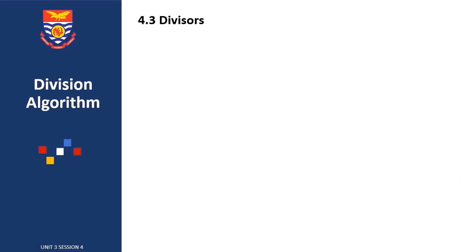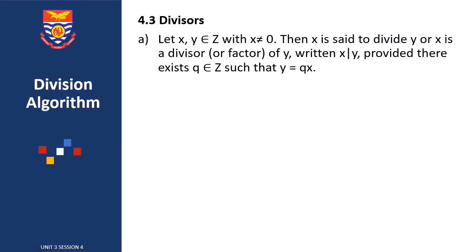Divisors. Let's see, what do we mean by divisors? Let x, y be members of Z as usual, x not equal to 0. Then x is said to divide y, or x is a divisor or factor of y, and we write it as x divides y, provided there exists q a member of Z such that y equals qx. In that instance, we say that x divides y.